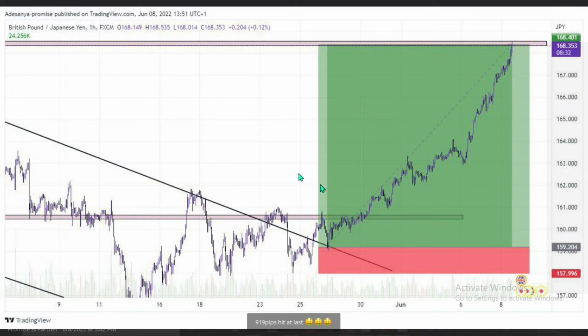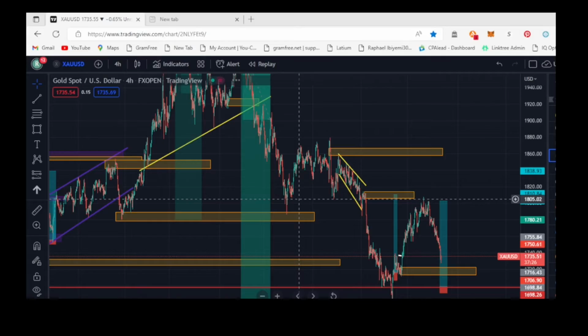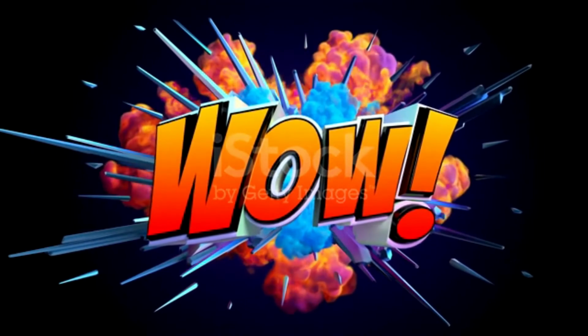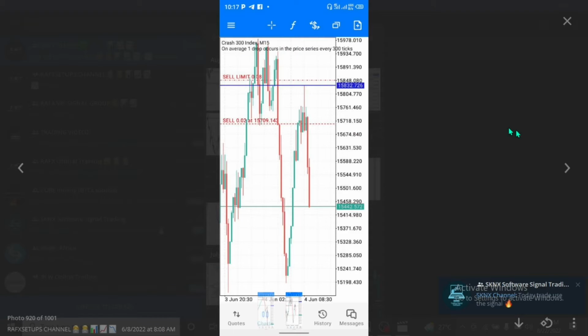Look at this market here. This is British pounds, Japanese yen. This is a lot of pips, actually, if you can check it out, from 159 to 168 or more. If I should calculate this for you, this should be about 700-800 pips or so. Yeah, 900 pips, I mean. That's about 900 pips, guys, and you can see massive moves.